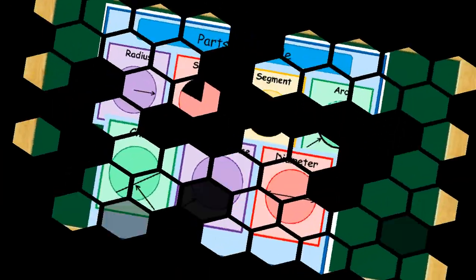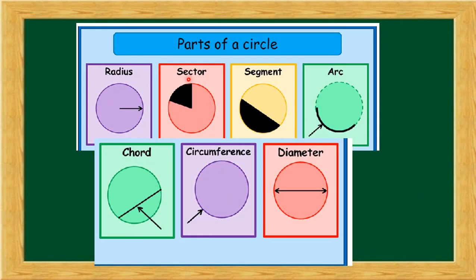So let's revise one more part of the previous classes. This is the radius. Now what is the meaning of sector? The portion of a circle bounded by two radii and an arc is the sector. The chord of a circle divides the circle into two parts. Each part is known as a segment.